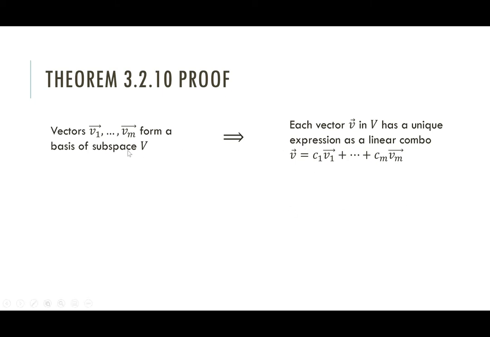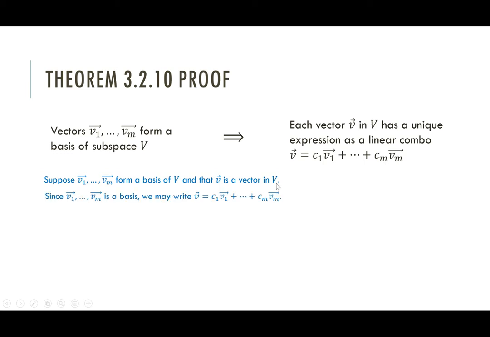Going from left to right, let's assume that our vectors form a basis of some subspace V, and then we'll show that each vector then has to have a unique expression as a linear combination. All right. So suppose that v_1 to v_m form a basis of V, and suppose that v is some vector in the subspace V. Well, since v_1 to v_m is a basis, we can write v as a linear combination of those vectors.